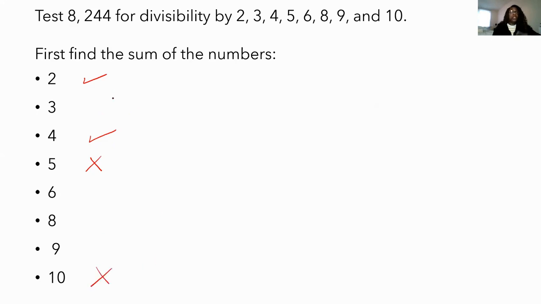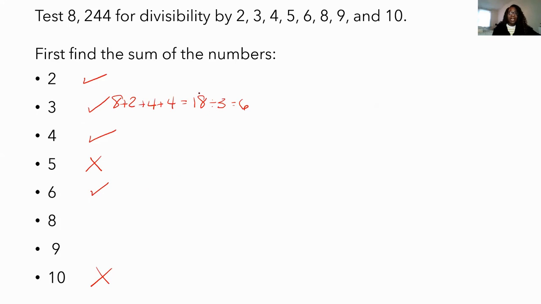All right? So now let's see if it works for 3. So we have 8 plus 2 plus 4. So 8 and 2 is 10. 4 and 4 is 8. 10 and 8 is 18. And is 18 possibly divisible by 3? Yes, it is. It'll give me a 6. So it works for that. So since it works for 2 and 3, that means it also has to work for 6.